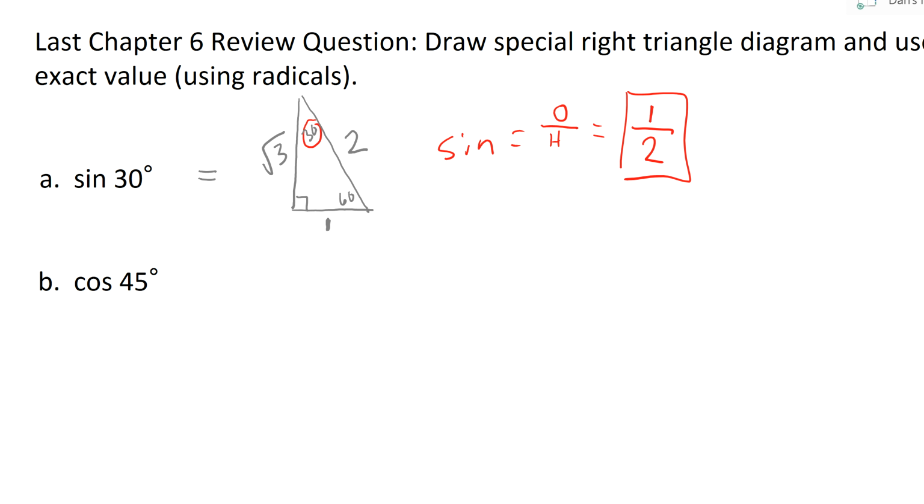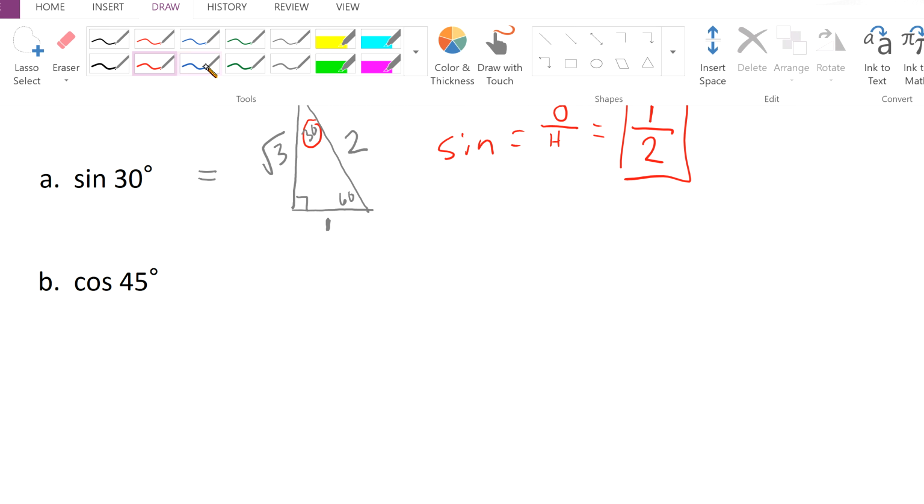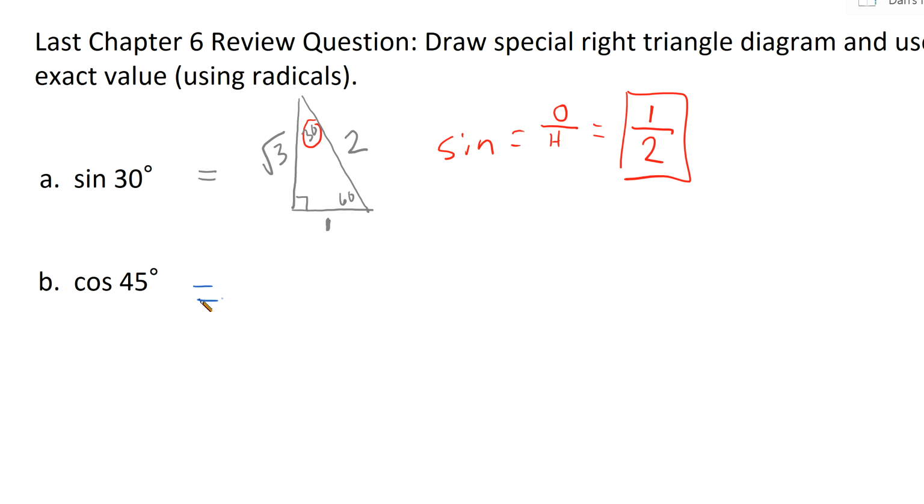And let's try the same thing for cosine 45. So now we draw 45, 45, 90. That was not a good one. It's all right. Call the short side 1. What's the other side here? That's 1. It's the same. It's an isosceles right triangle. And then what's the hypotenuse going to be? Square root 2.